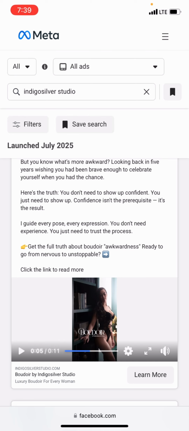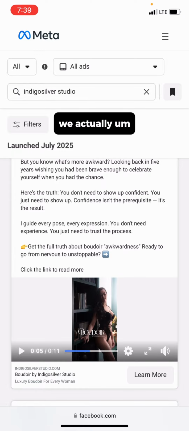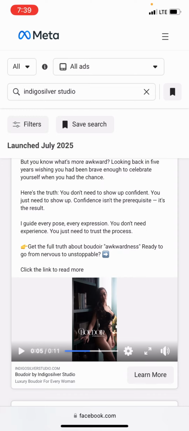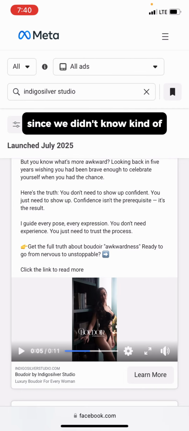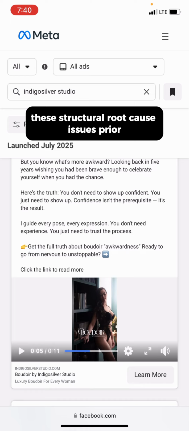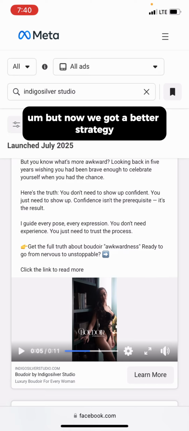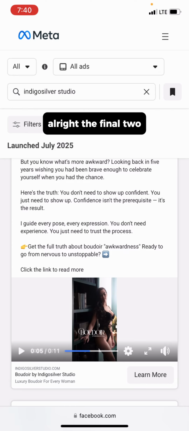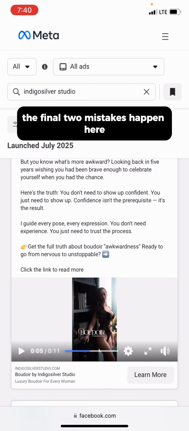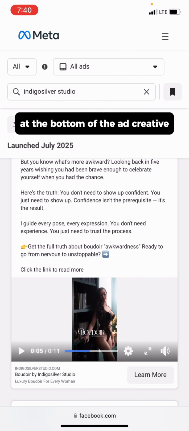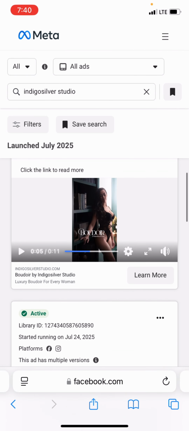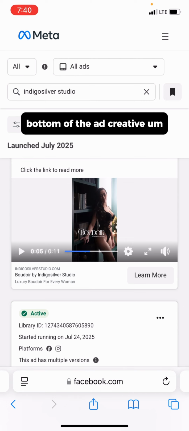And we actually got to refresh the creative. I mean, that's the only thing we know how to do since we didn't know these structural root cause issues prior. But now we got a better strategy. All right, the final two mistakes happen here at the bottom of the ad creative.